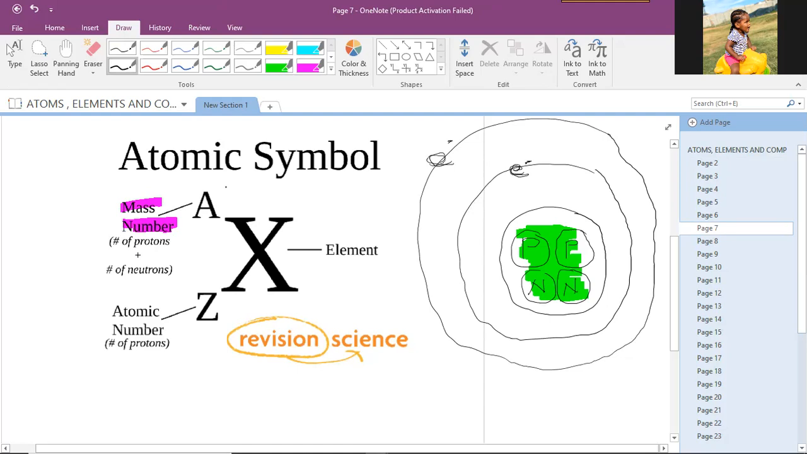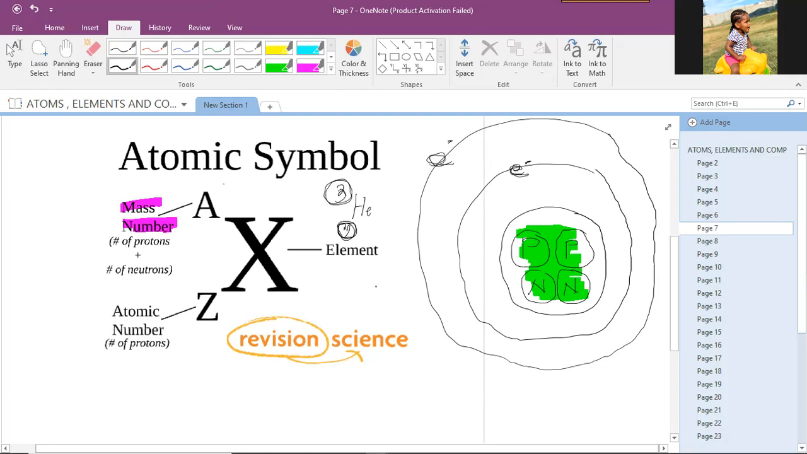So this number on top of any atom here, I gave an example of helium, which is 2,1. So meaning helium is going to, in its nucleus there, have 1 proton and 1 neutron, because there are only 2 things in the nucleus there. But this one here represents the atomic number, the number of protons in a given atom.